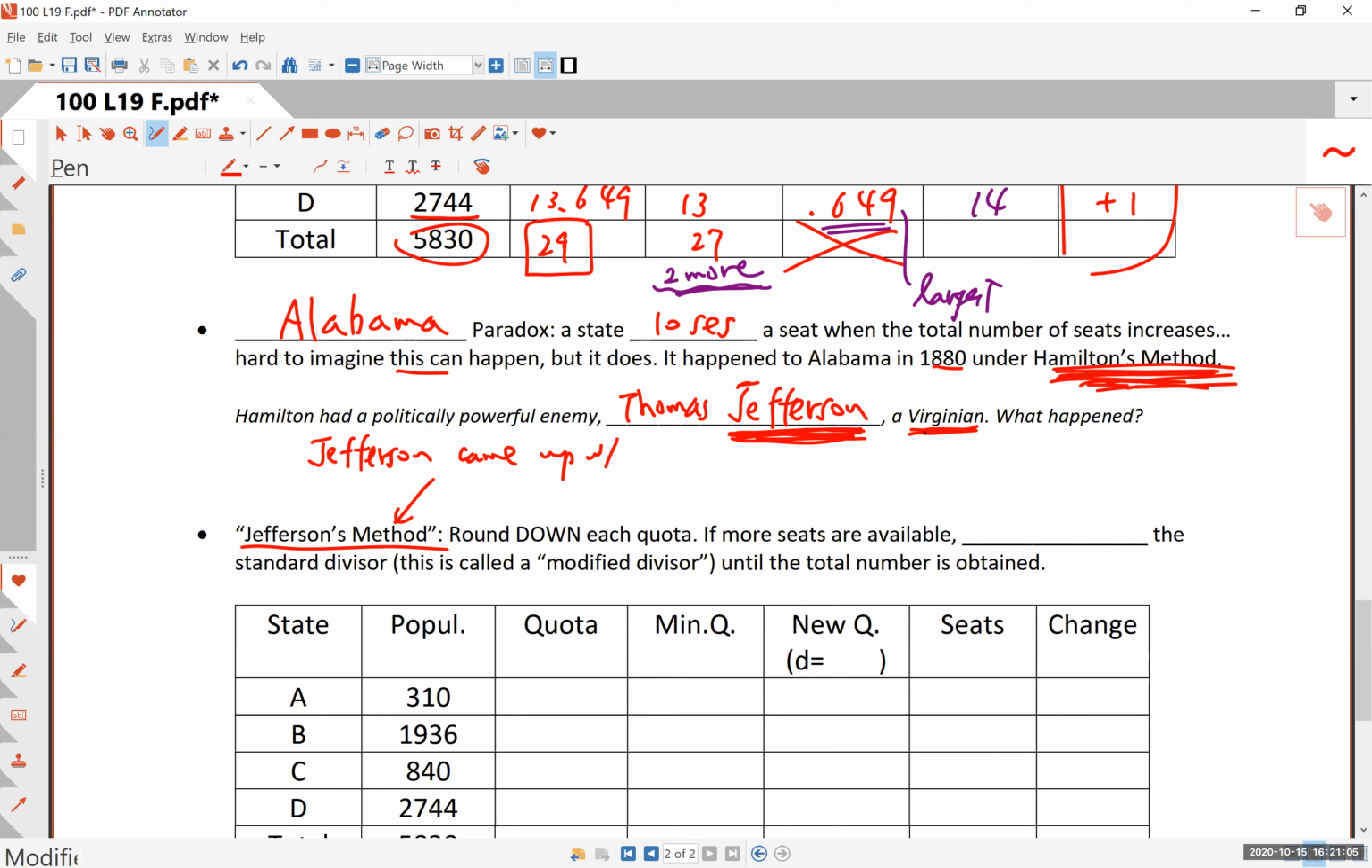So basically, George Washington, as the president of the United States, decided to listen to his friend Jefferson and decided to veto this bill. This became the very first veto in the history of this country. The first veto was Jefferson telling George Washington to veto Hamilton's method. All right, and so that's exactly what happened.